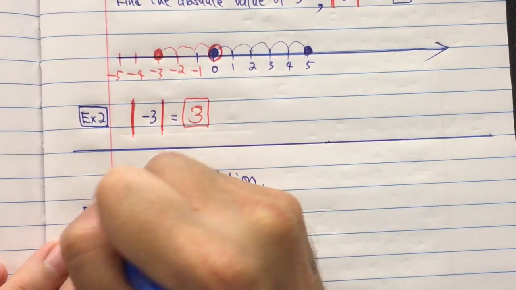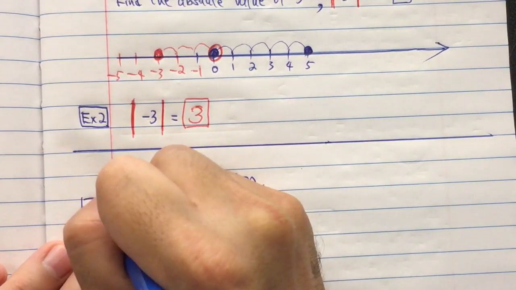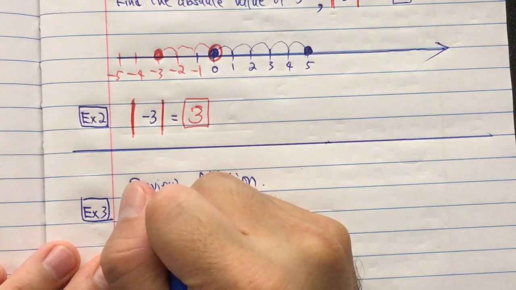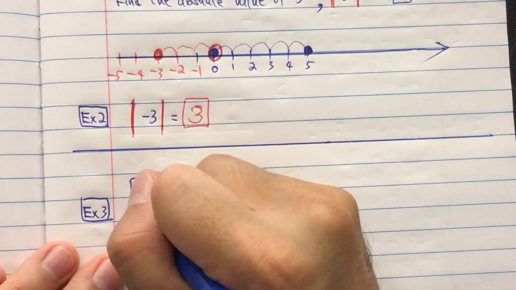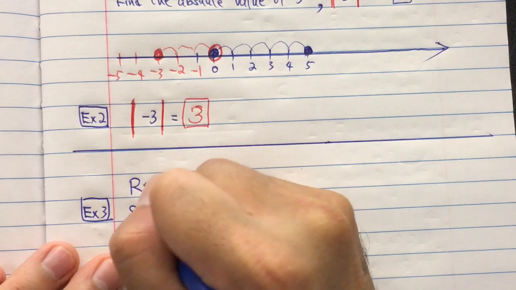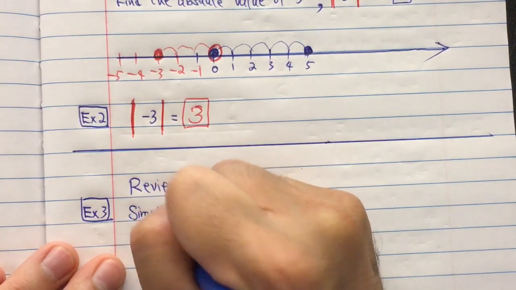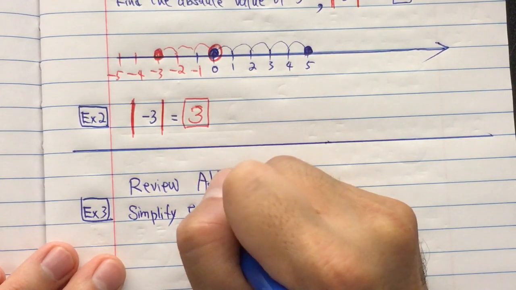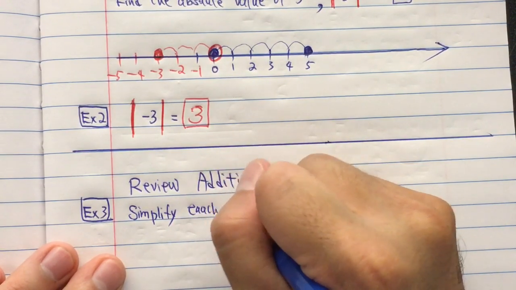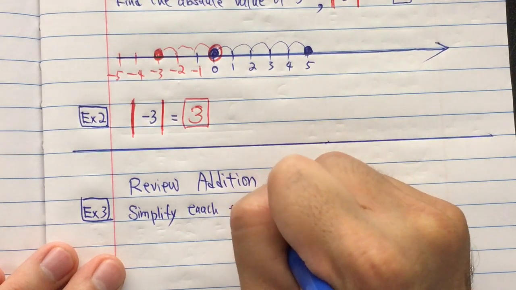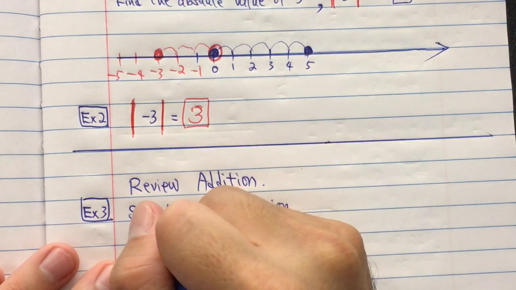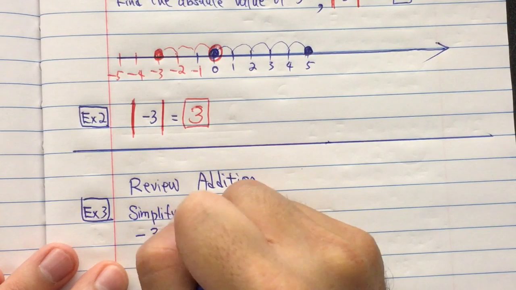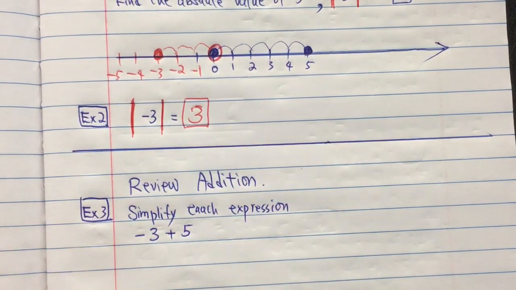Example 3. Simplify the expression. The question is -3 plus 5. Ladies and gentlemen, how to do it?